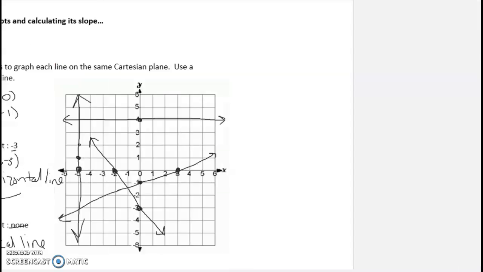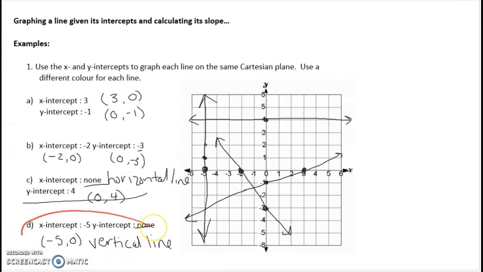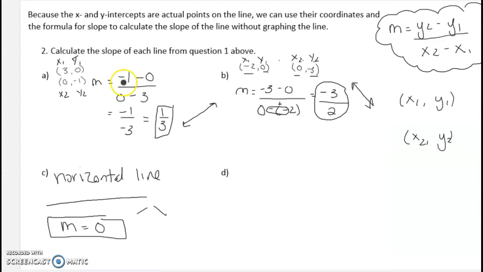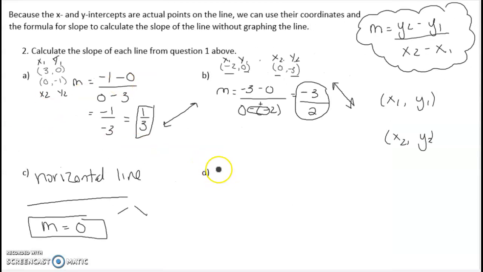Now for D, which was this one, the vertical line, okay, so let's fill in vertical line. The vertical line is straight up and down, okay? So because it is straight up and down, the slope is actually undefined.